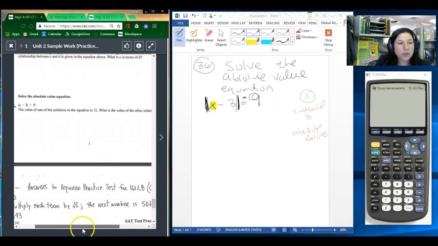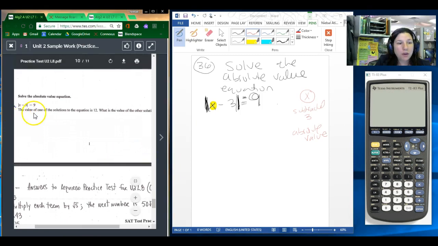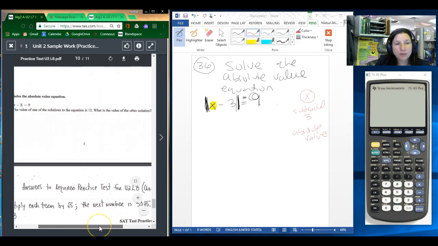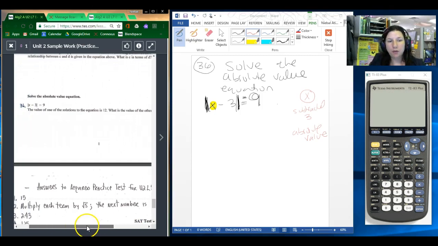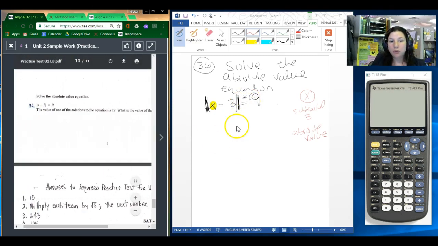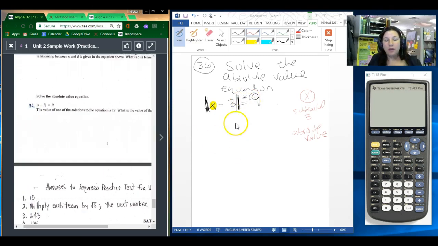The rest of our information says the value of one of the solutions to the equation is 12. What's the value of the other one? Again, this has 2 solutions because it's an absolute value equation. There are both those possibilities, the positive and the negative. They already solved one for you, but I'm going to show you both of them just for that review.